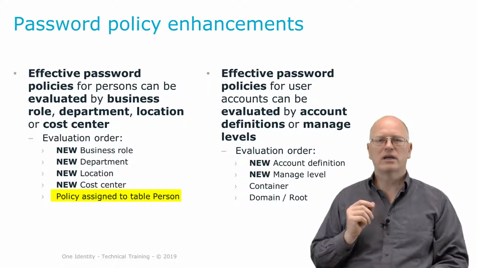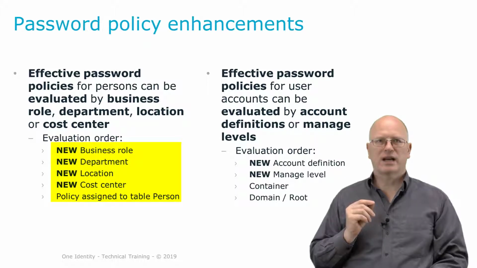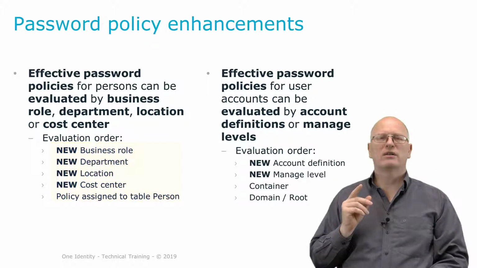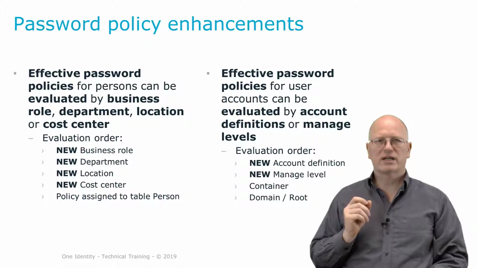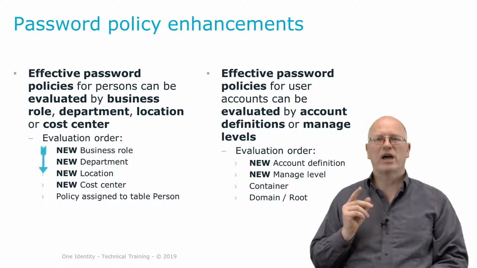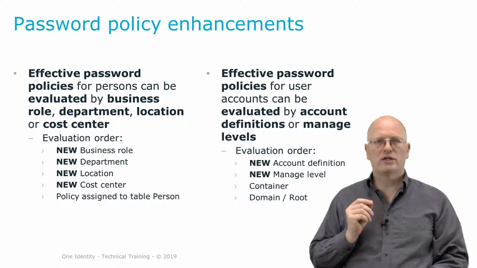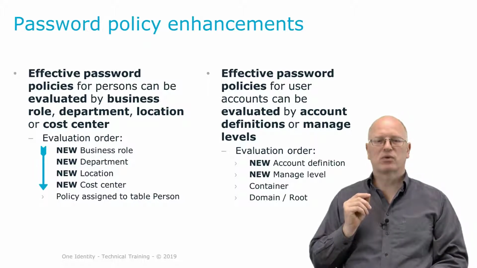Since 8.1, it is as well possible to assign password policies for person objects to business roles, departments, locations and cost centers. And the good message is, it is not only possible to assign them to these organizations, it is as well possible to assign it to all of these organizations, and depending on where they are assigned, they get evaluated or used. What that means is that in the order you can see on the screen, that means business role, department, location, cost center and person object.